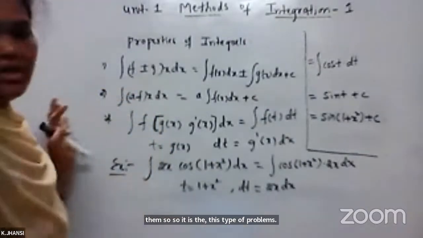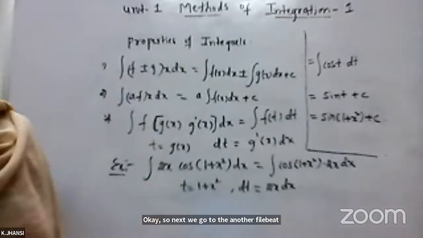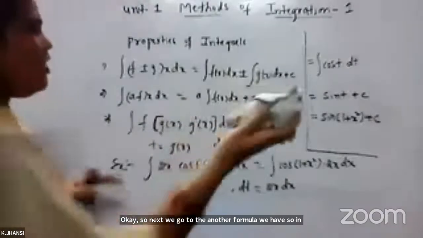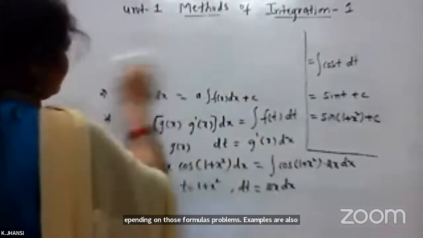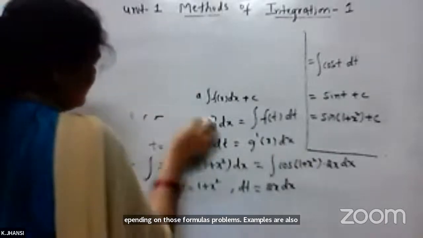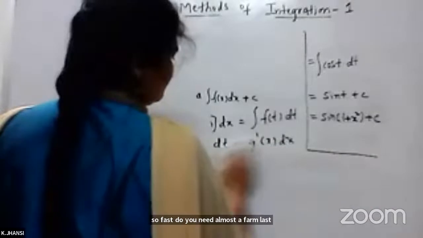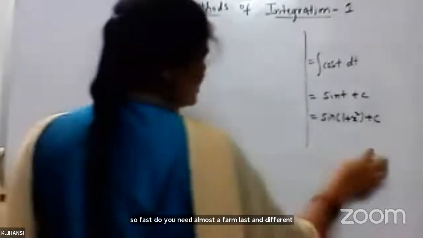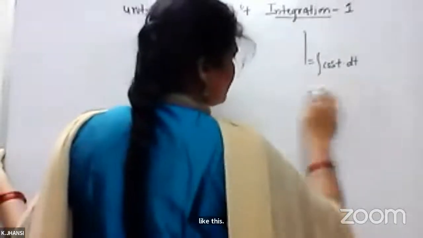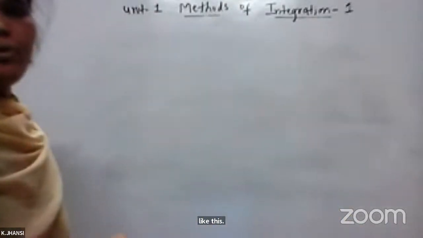Okay. So next we'll go to another formula. In your textbook, many formulas are there, and depending on those formulas, example problems are also given. The first unit has almost all formulas and different methods. This is a very important unit. Why? Because with the help of these formulas only you can solve the problems of all the other units.